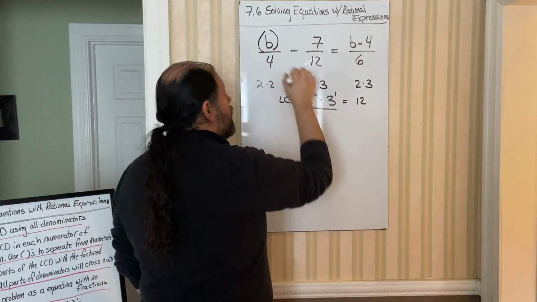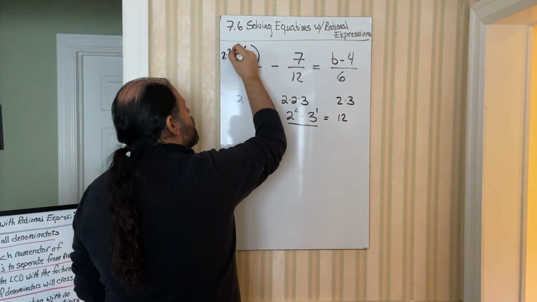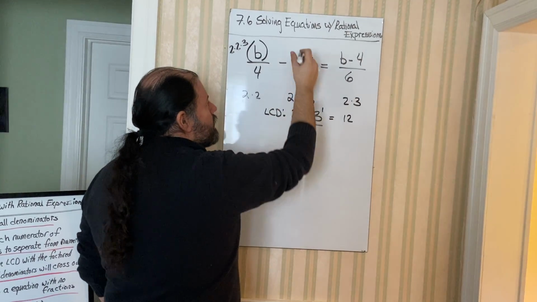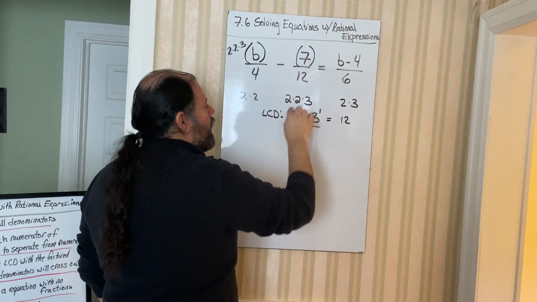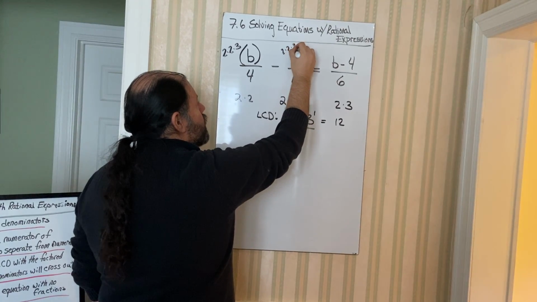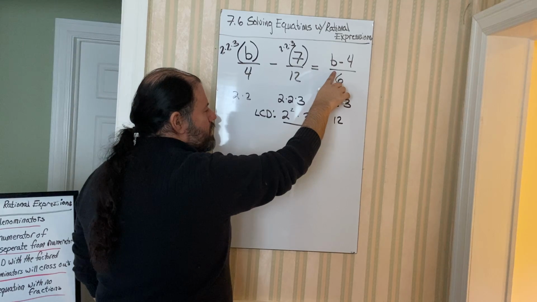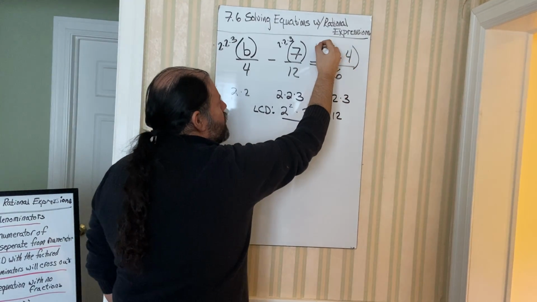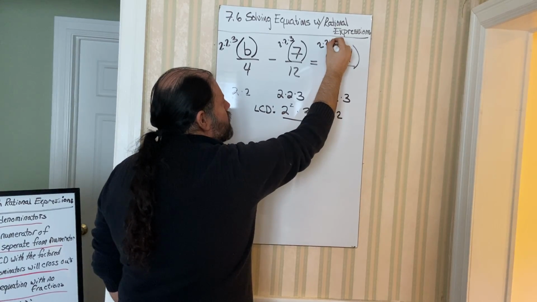I'll just stick with the numbers just to show you how this works. So this means I have 2, 2, 3. Remember, 2 2s and 1 3. Then in this numerator, I put the LCD as well. 2, 2, 3. And then in this numerator, put parentheses to separate the numerator from the LCD. 2, 2, 3. Okay.